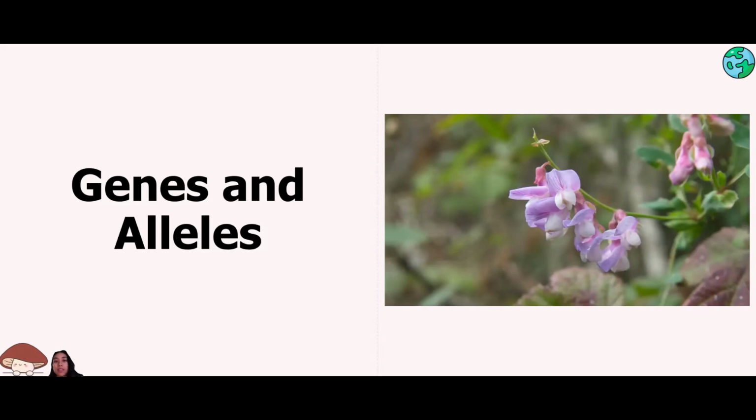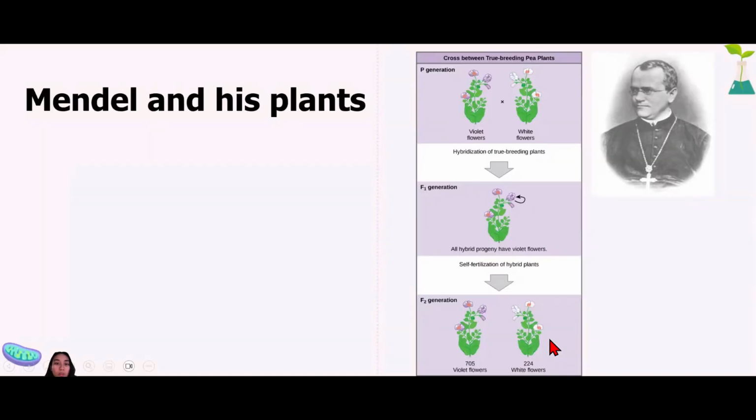Hello, in this video, we are going to talk about genes and alleles. This is the first video talking about genetics, and we are going to be talking about how certain traits get inherited from parent to offspring. For example, in this picture, we see this plant and it has characteristics such as purple flowers. What are the genes and alleles that are involved in that? That is what we're going to cover.